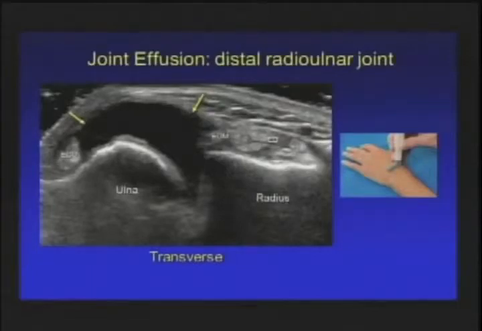So remember the distal radioulnar joint. I tend to look short axis at the radius and ulna. Here's the radius and the ulna. And here we see anechoic fluid coming out around the ulnar head from the distal radioulnar joint.